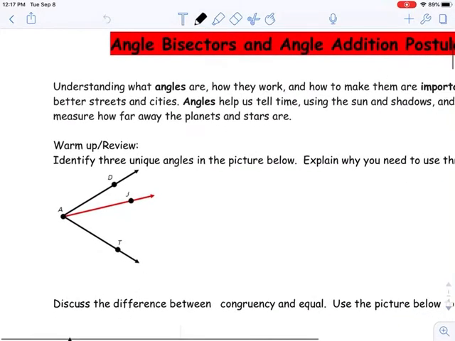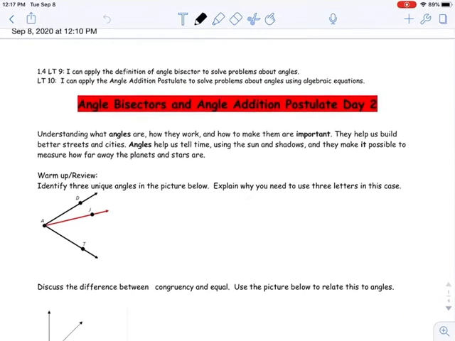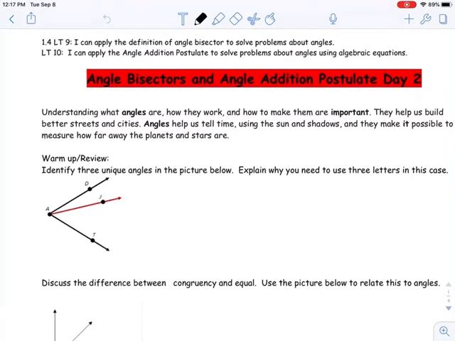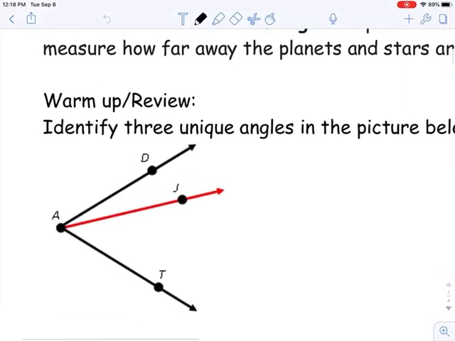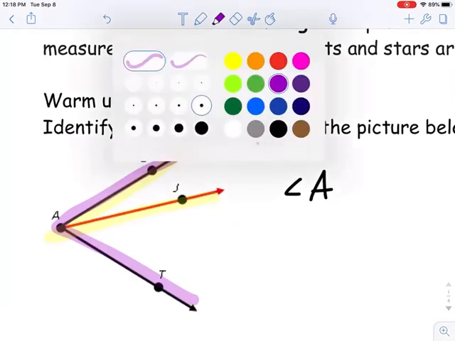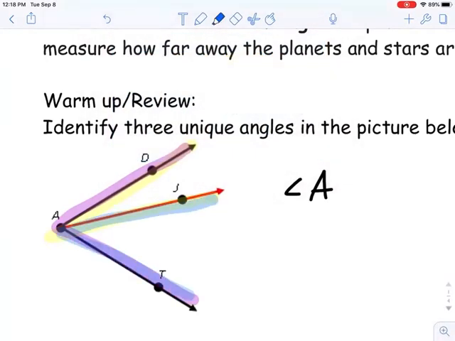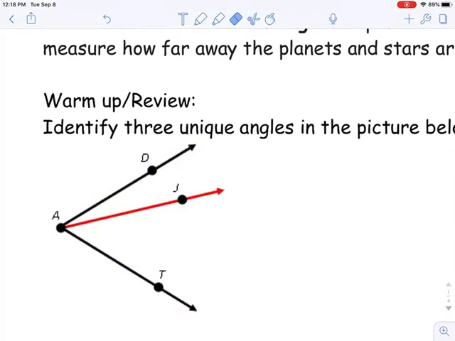So just to warm up, we're going to identify 3 unique angles in the pictures below. And why do we need to use 3 letters? I can't call this angle A. If I say angle A, am I talking about this angle? Well, that has a vertex of A. Am I talking about that angle? Well, that's also an angle with vertex A. Angle A is not specific enough. In this particular case, when there are multiple angles, I have to use 3 letters. So I can say angle DAJ, and furthermore, I could say JAD.